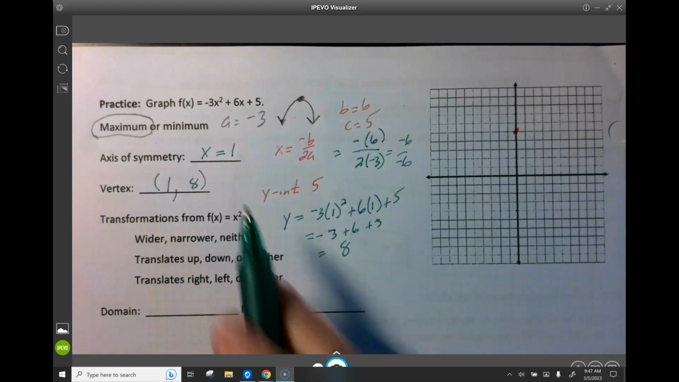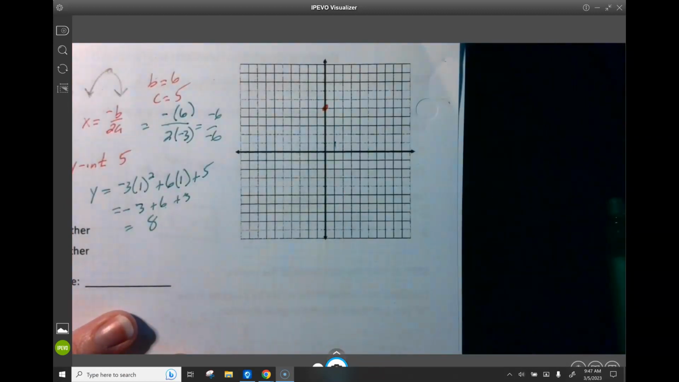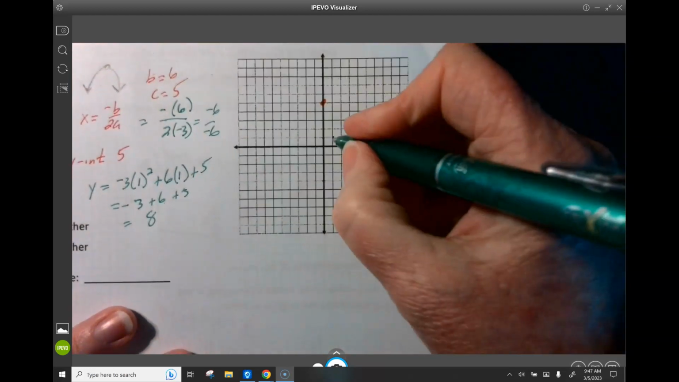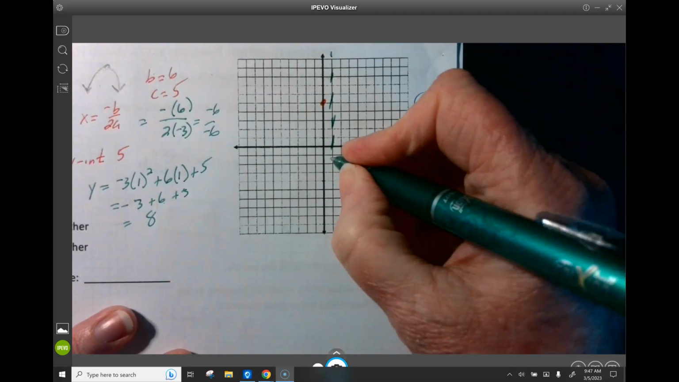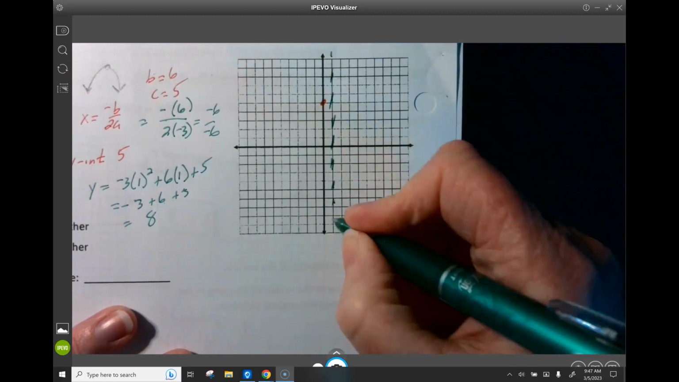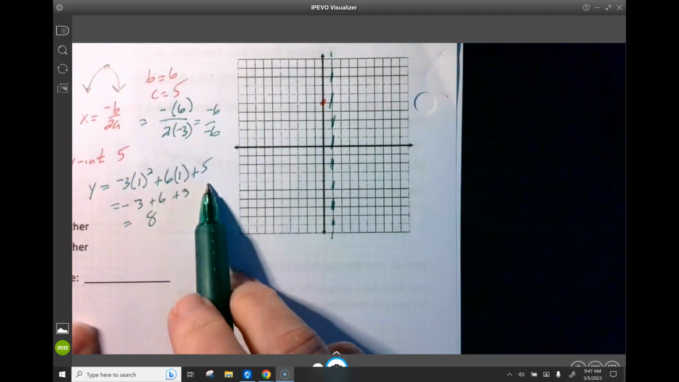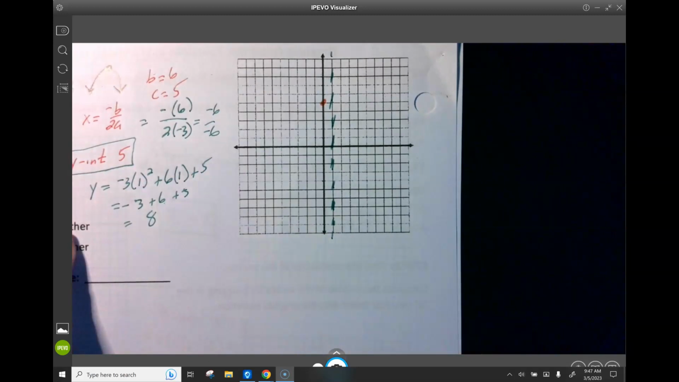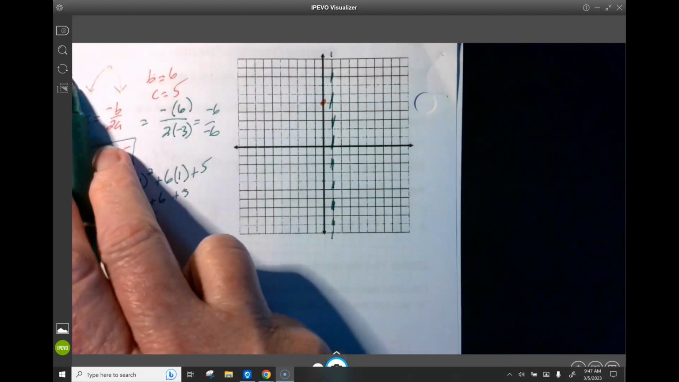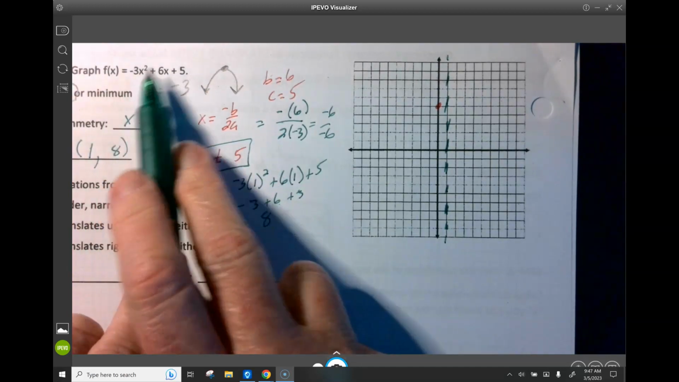That means I could have drawn in my axis of symmetry. I forgot to do that too. So here's my axis of symmetry. And that's what I mean by the order doesn't completely matter. Because right now I could be finding out my y-intercept. So you always want to find out your y-intercept even if it doesn't ask for it. And that's always going to be C. But if you forget how to find your y-intercept, remember, just plug 0 in.